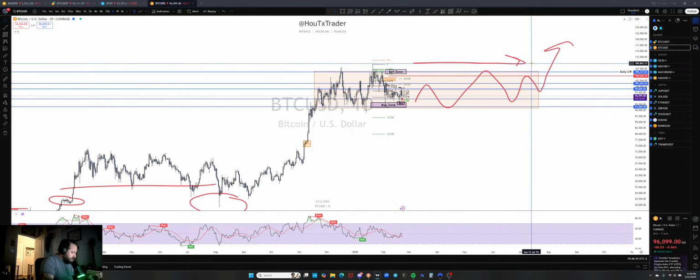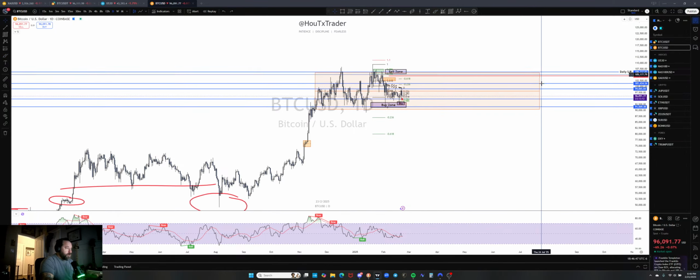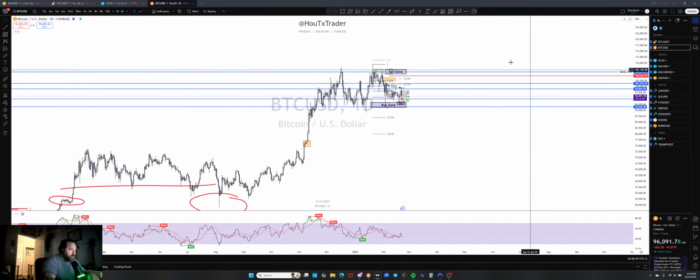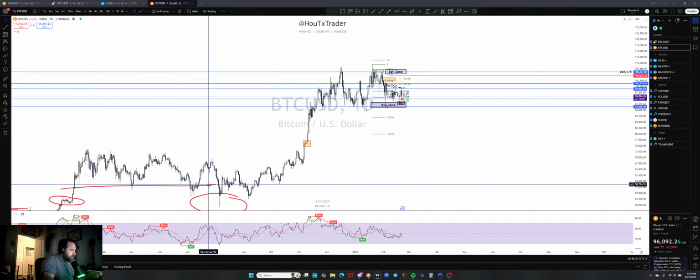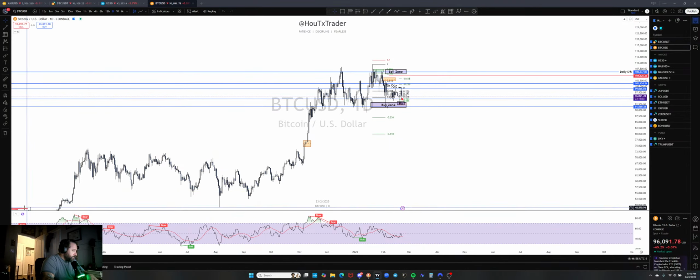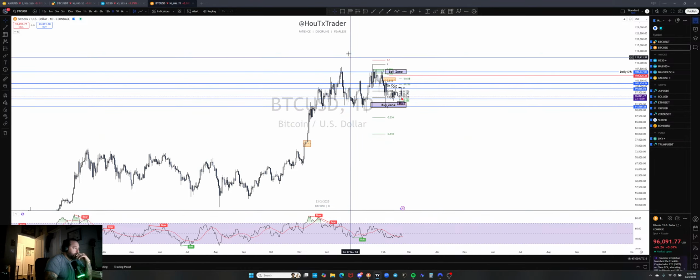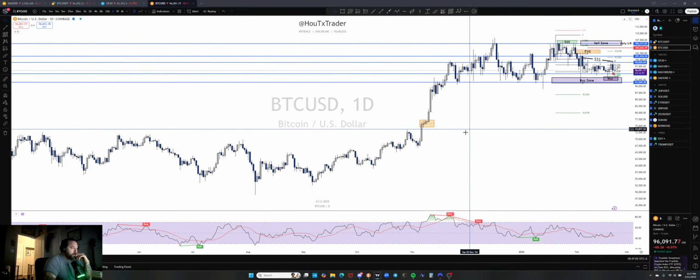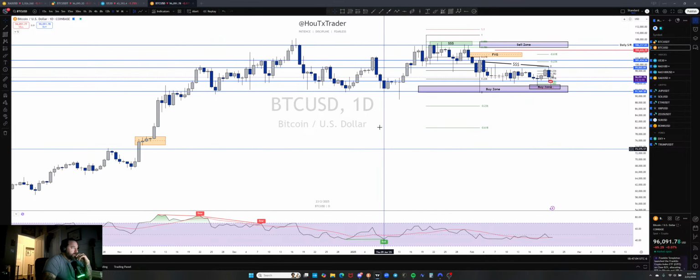So don't be surprised if it does this for a longer period. Let's say it does this for another month or two. I don't know. Maybe till summertime comes. It's happened before. Let's just put it that way. Let's delete this stuff. Let me get back in here. Zoom back in. We're playing in the consolidation.